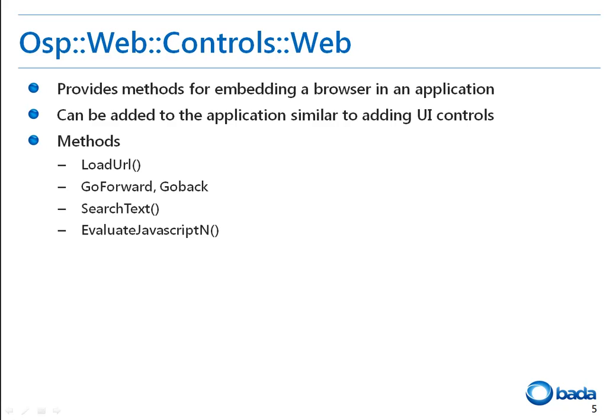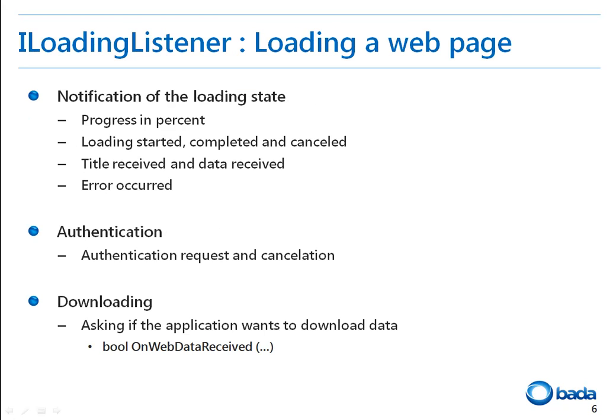If you want to search for a particular word on the current page, you can use the SearchText API. Also, with the Web class, you can execute JavaScript code from a C++ object by calling the Web EvaluateJavascriptN method. There are some more APIs to enable block selection and privacy settings, which we'll discuss in the coming slides. Now, let's talk about some of the listeners which are associated with page loading and downloading web data.